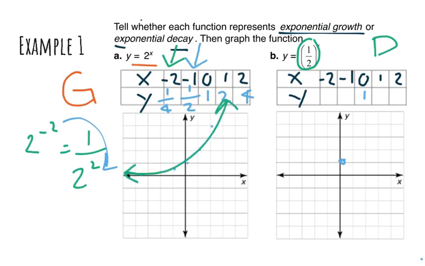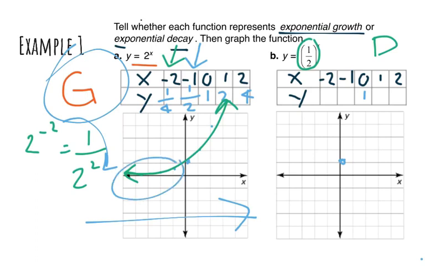Alright, so I plotted my points, I connected the dots. Notice that when I read this graph going from left to right, it is going up exponentially, which really drives the point home that this was in fact exponential growth. Other things to point out is, again, our y-intercept is at 0, 1, and this graph has an asymptote on the negative part of the x-axis over here.